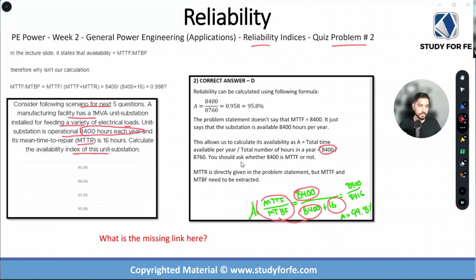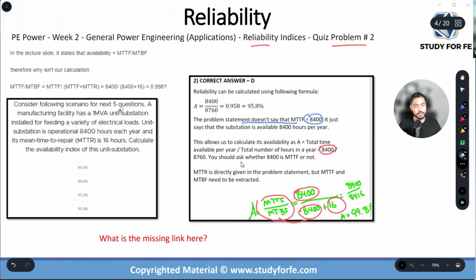Okay. Right? So what's the issue in this problem? I actually elaborated the solution. I'm saying that the problem statement is not stating MTTF to be 8400. It is simply saying that the substation is operational 8400 hours per year.